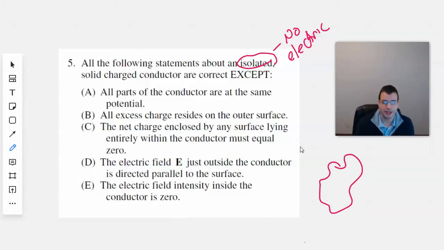Are correct except, okay, all parts of the conductor are at the same potential. We really haven't discussed voltage yet, potential. That's true. I'm just going to leave it at that one. Yes, A.